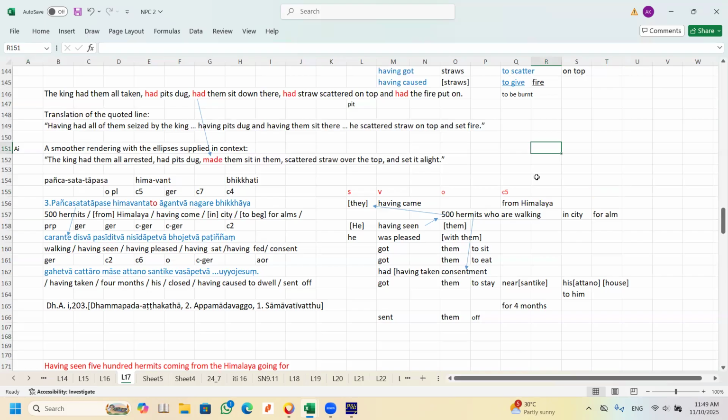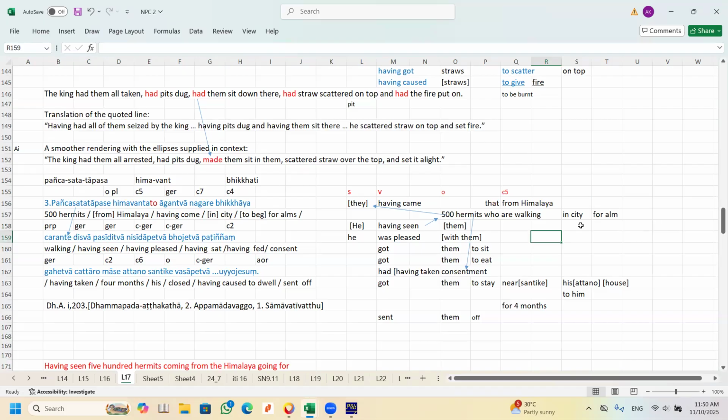So in this case, it's up to you. If you want to put the 500 monks that are walking, you can put that are walking, because there are two ways of doing it. Because this is PRP, you will say this is adjectival, present continuous progressive: the 500 hermits who are walking. Can you see? Walking from where? From the Himalaya. For alms in the city, because the city is here.